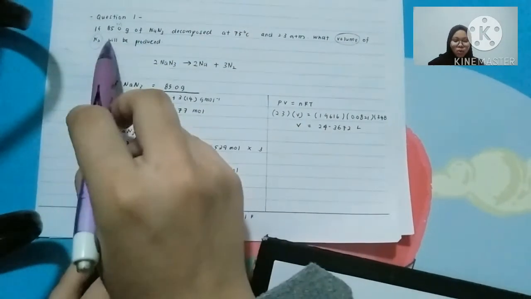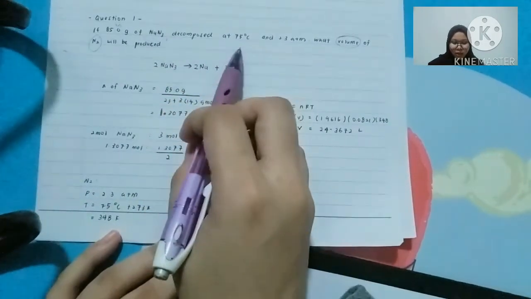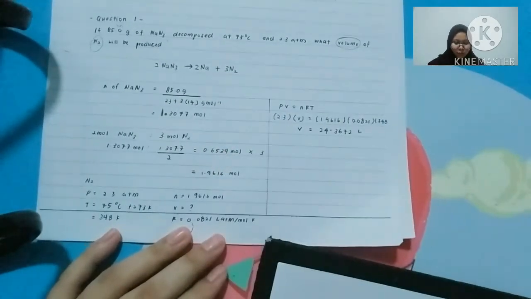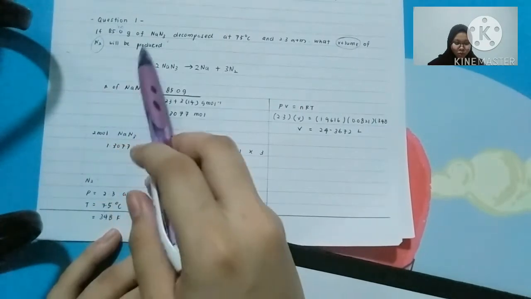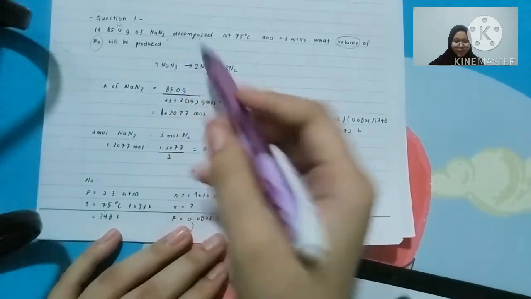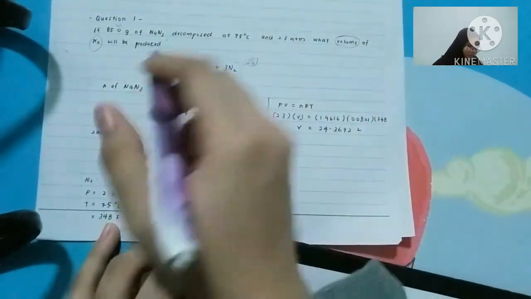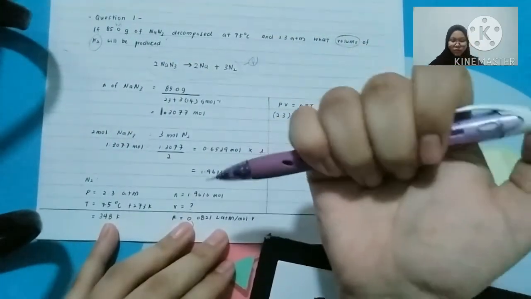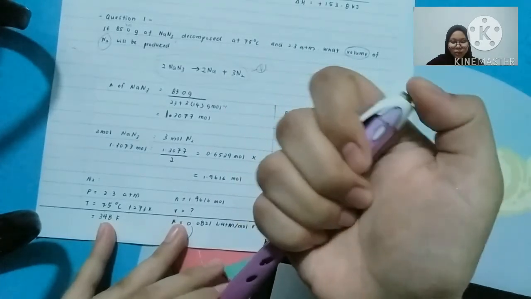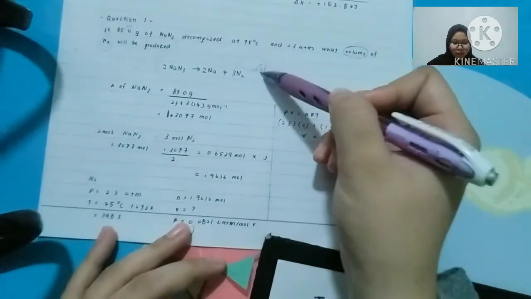Question pertama. If 85 gram of NaN3 decomposed at 75 degrees Celsius and 2.3 atm, what volume of N2 will be produced? Yang ni adalah equation first, satu benda yang kita kena buat. Sebenarnya soalan ni sampai sini saja. So kita kena create satu equation yang membentuk 2NaN3. So ini adalah equation dia.